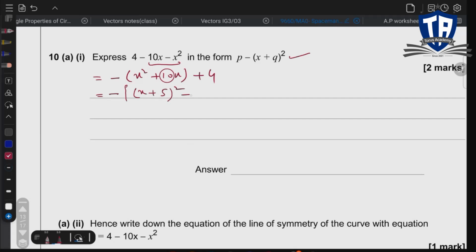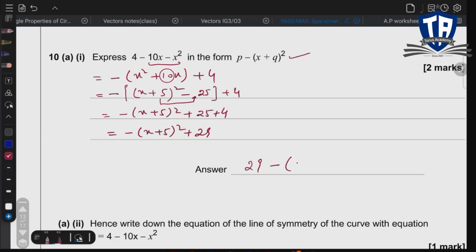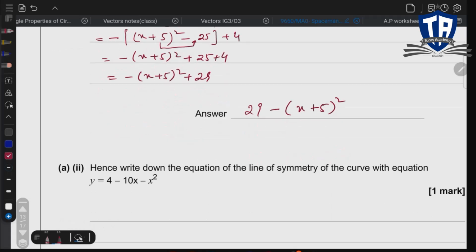When you open this bracket, it is minus (x plus 5) whole squared plus 25 and plus 4, so minus (x plus 5) whole squared plus 29. So it is 29 minus (x plus 5) whole squared. So we have converted it into the completing square form. The next part of this question says, hence write down the equation of the line of symmetry of the curve with equation. Okay, the line of symmetry of the curve can be obtained.